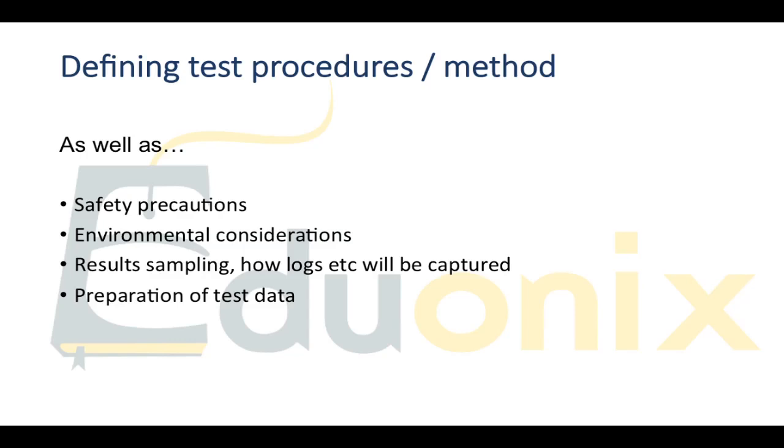And result sampling. If you need to look at 10,000 data samples to get a result, how do you choose which one to interrogate in order to get your result?